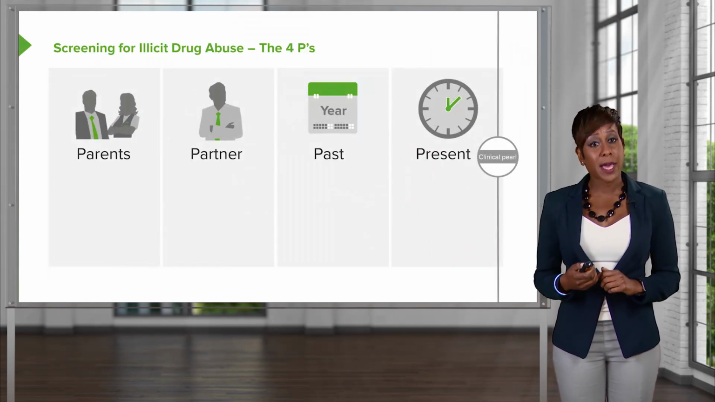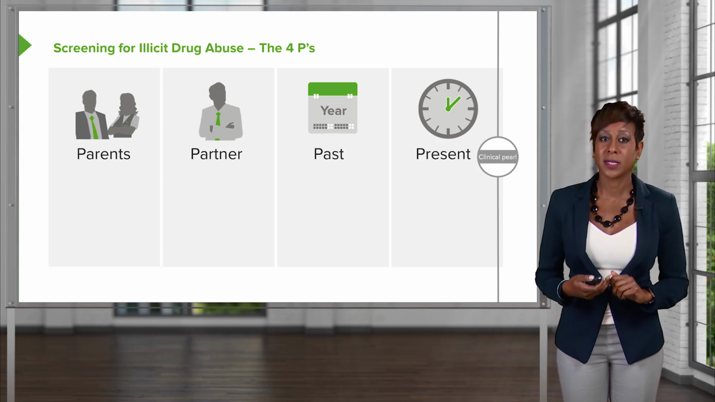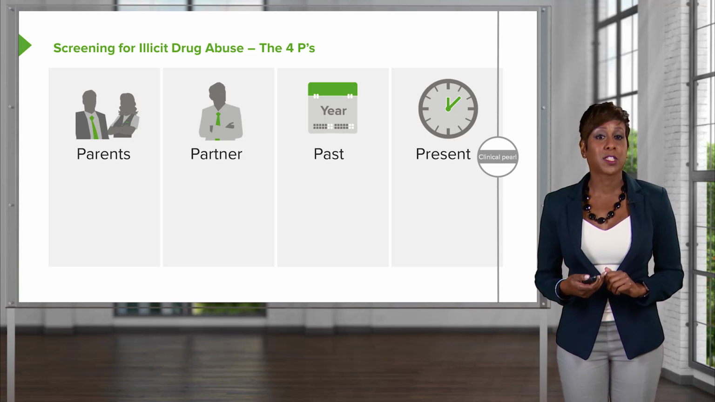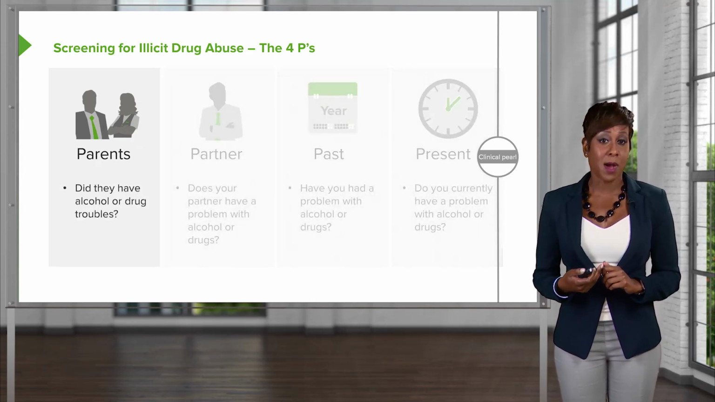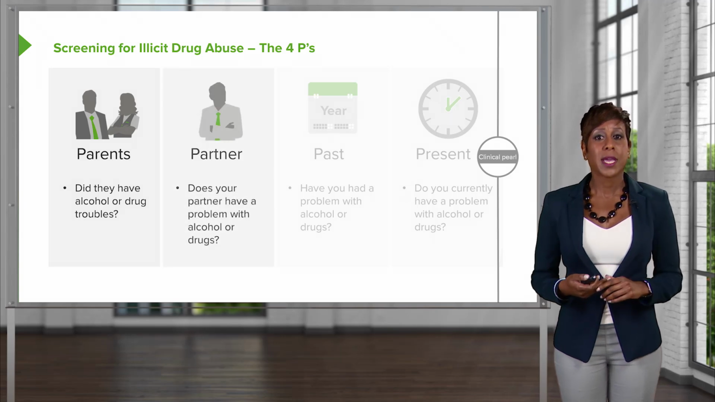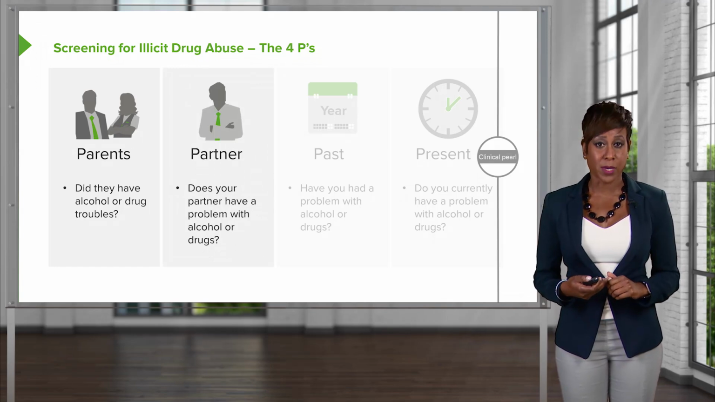So for patients that are using illicit drugs in pregnancy, there is a screening that we can use. This is called the 4 Ps. The first P stands for parents. Did they have an alcohol or a drug problem, meaning the parents? Next is partner. Does your partner have a problem with alcohol or drugs?